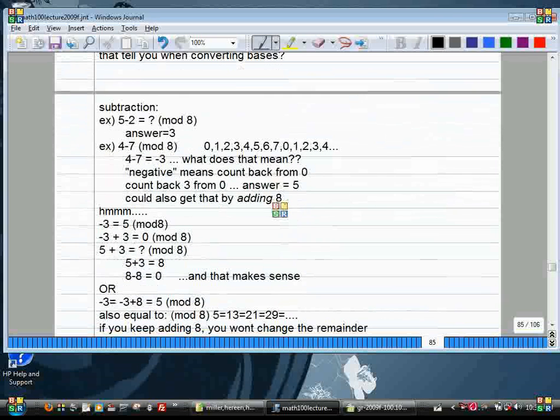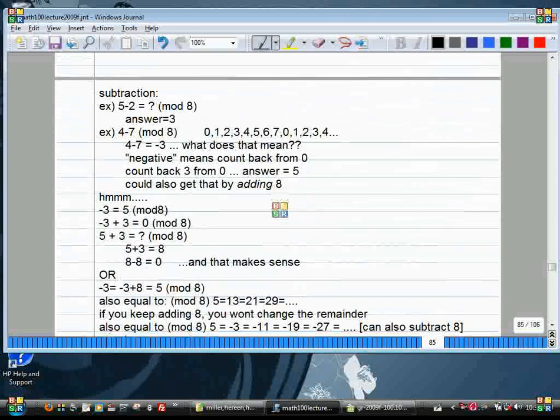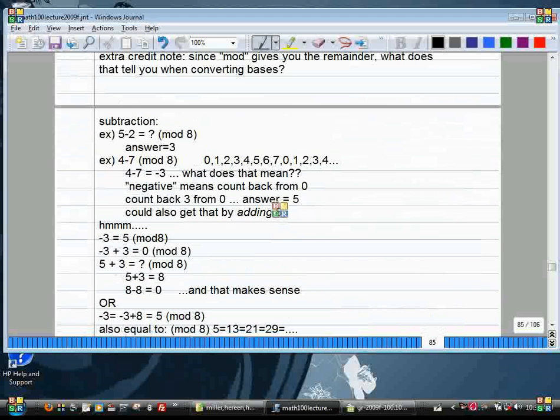So I have a bunch of stuff here, but we've already talked about it. The thing that I want to point out is this last line here. So first of all, we know that mod 8, 5 is the same as 13, is the same as 21, is the same as 29. Those are all the same mod 8. They would all just reduce to 5.